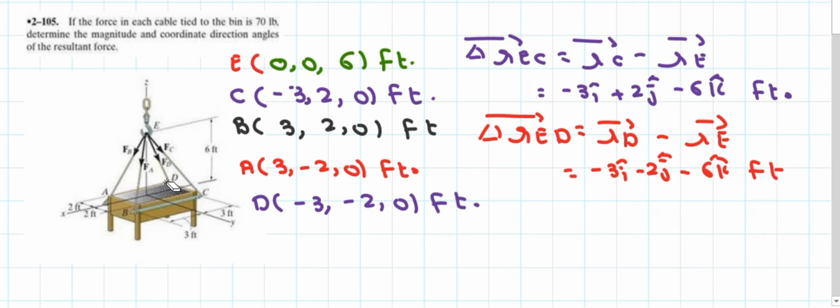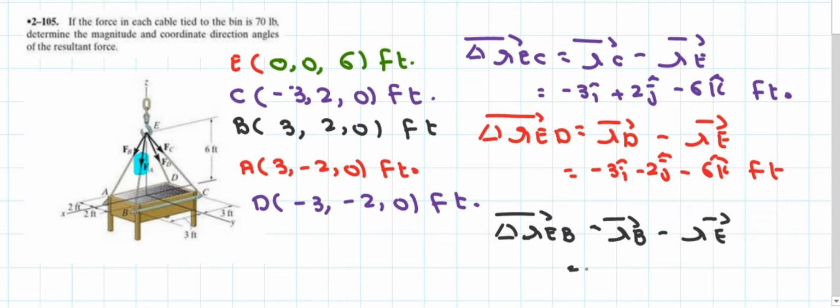Now, what about the FA? The head of the FA force is directed towards the point B. So the position vector of these 2 points can be written as delta REB, which is equal to RB minus RE. The location of RB is 3i with positive 2j, and the location of RE is nothing but negative 6k foot. This is for REB.